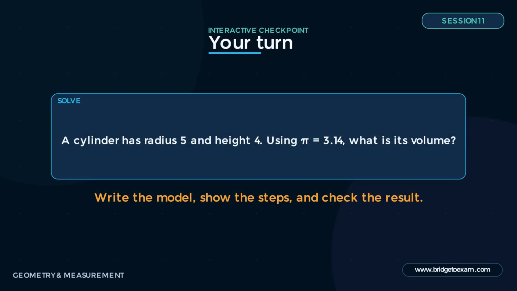Now it is your turn. A cylinder has radius 5 and height 4. Using pi equals 3.14, what is its volume? Write a formula or relationship before calculating, then use the next 6 seconds to finish your reasoning.